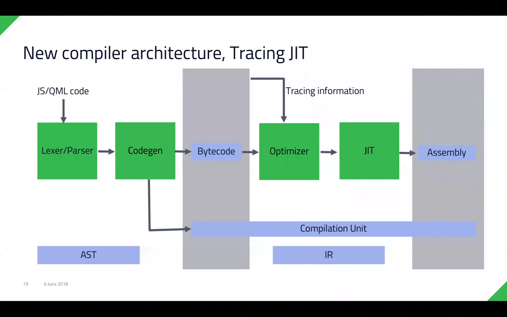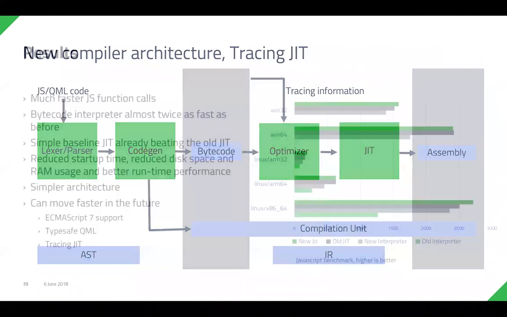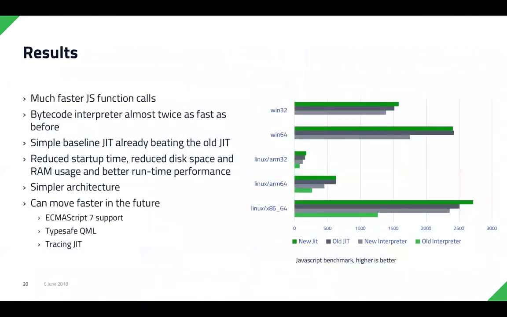What's implemented in 5.11 is everything but the optimizer box. We do have a simple JIT behind the bytecode that we can use to generate faster assembly out of it. And we've been seeing some pretty good results out of that one. The code turned out to be much simpler, much easier to maintain. We could do refactorings that we had only been dreaming of before, like really making JavaScript function calls, and with that also QML function calls much, much faster. So the function call overhead was reduced by a very large factor, probably as much as 80%.